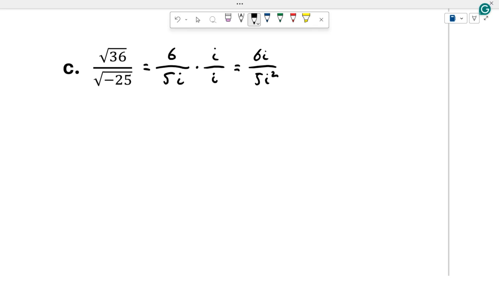All right, on first glance, it looks like we failed because we didn't get rid of i in the denominator, except, again, I've encouraged you to try to remember this: i squared is -1, because i is the square root of -1. So you square both sides, you get i squared equals -1, which means this is really 6i over 5 times -1. Well, 5 times -1 is just -5. So our denominator becomes -5, and then we're like 99% done.